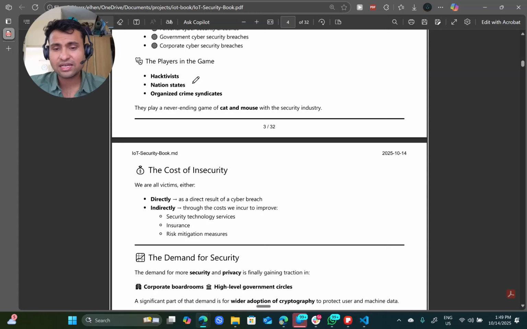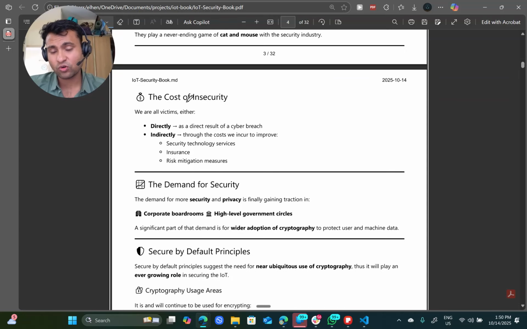So as I was telling, they play a never ending game of cat and mouse with the security industry, always trying to catch hold of who is committing what crime, what they are recording. And you might see that many times Google CEOs, Meta CEOs are being called to court in order to identify what all data they are storing and how they are influencing people.